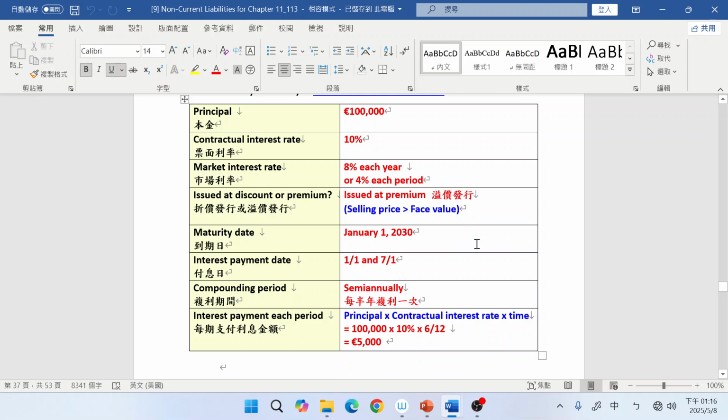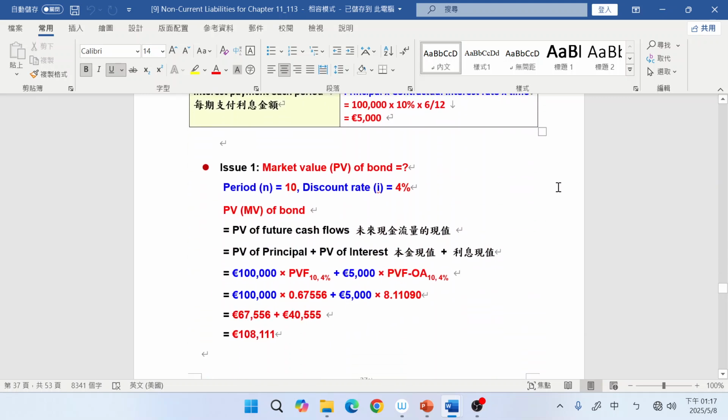After that, we should figure out how much money you could borrow from creditors. So don't forget how to get the amount. What's N? What's I? It's very important. N is 10, I is 4%. So based on N and I, we know how much money we could borrow from creditors. That's the first issue. Then what's next? When we talk about liabilities, always consider what?